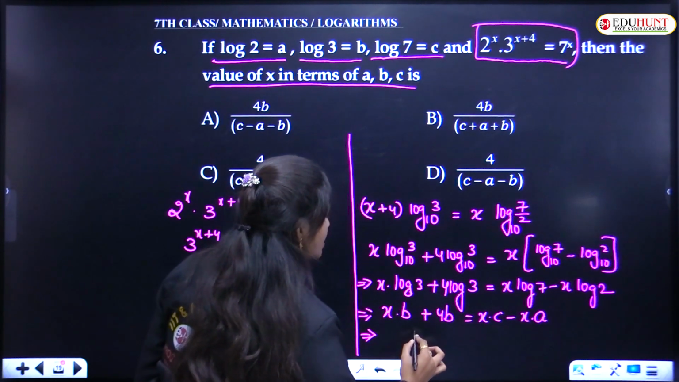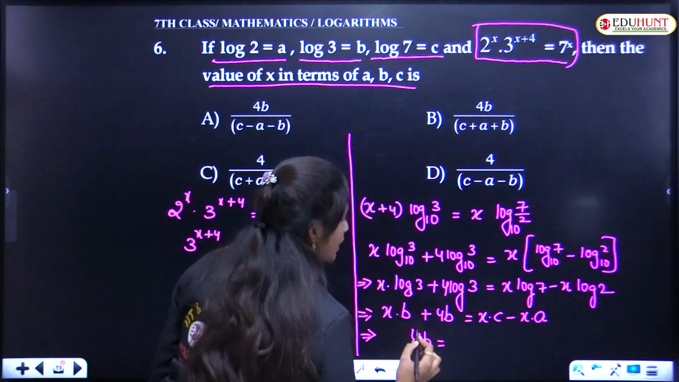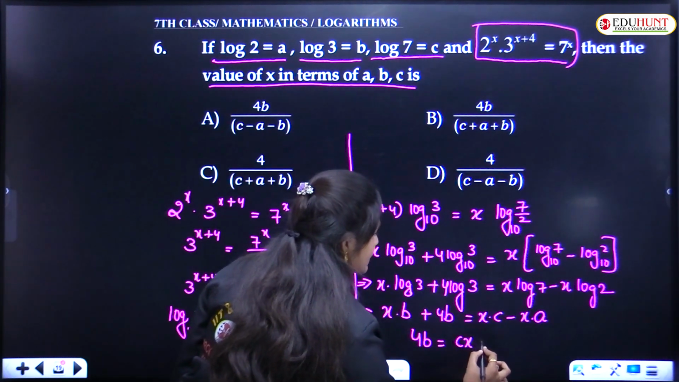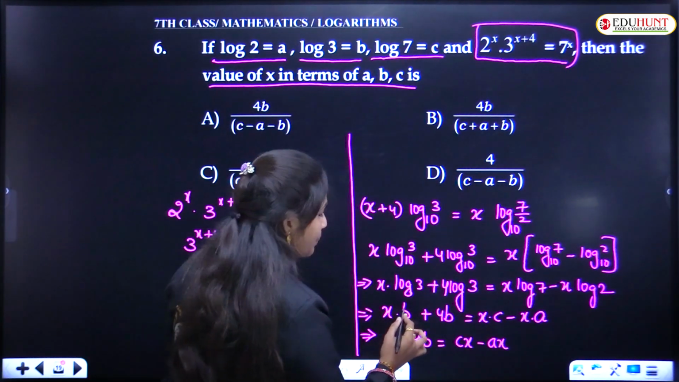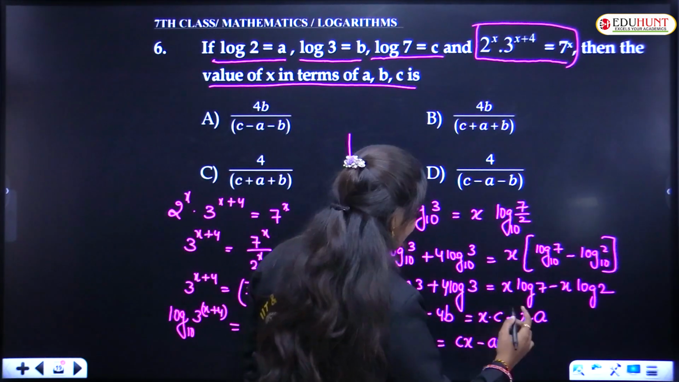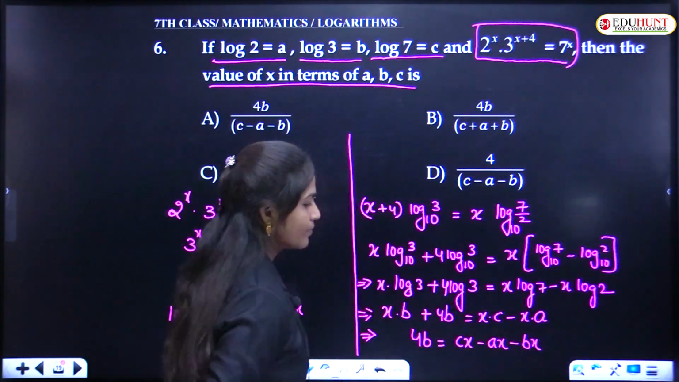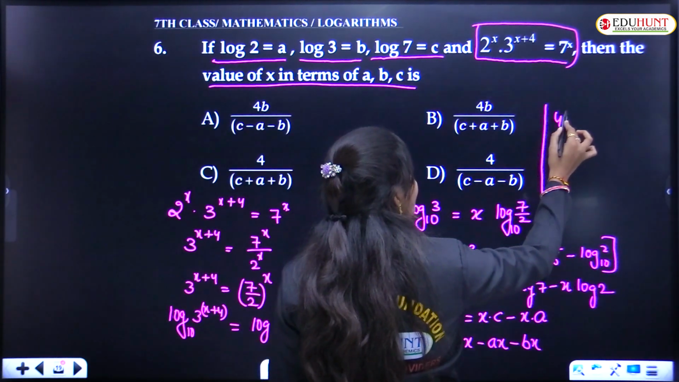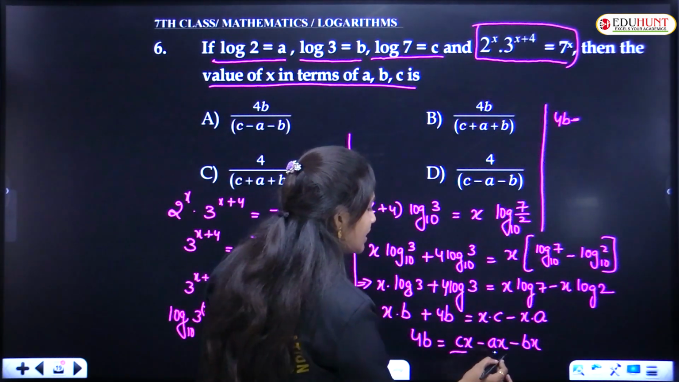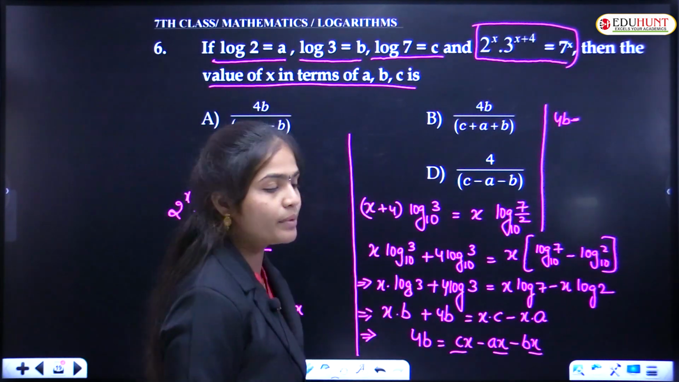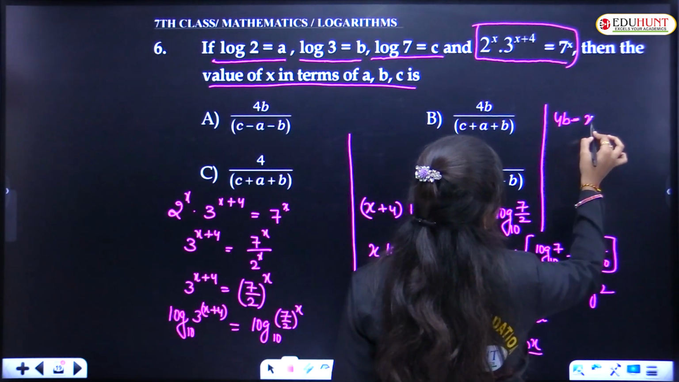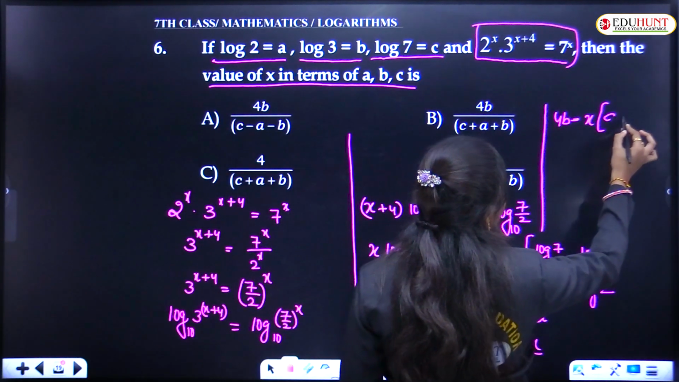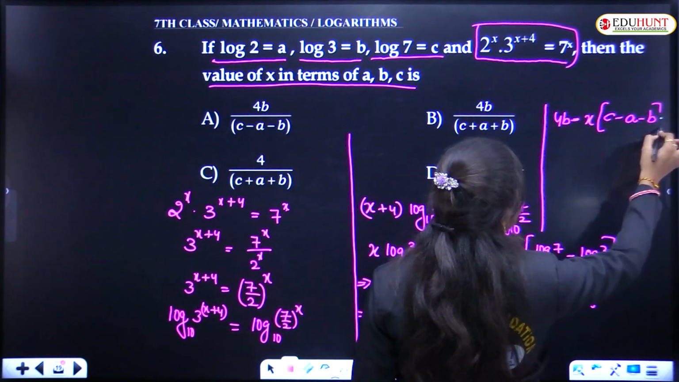Okay. So which is equal to 4b is equal to, this one we can write as c into x, cx, minus a into x, ax, plus xb, that becomes minus bx. Okay. So from this we can take 4b is equal to, from all these terms we have x in common, no? So take x as common. Then we have x times c minus a minus b.